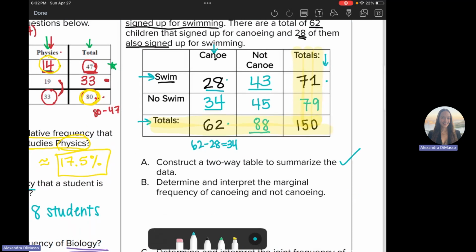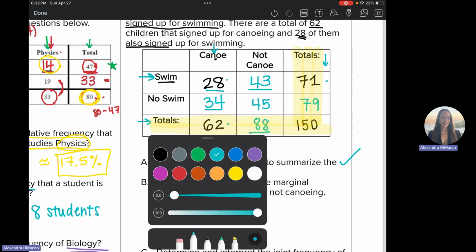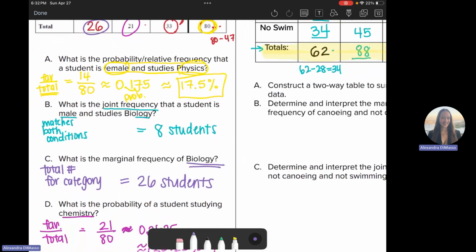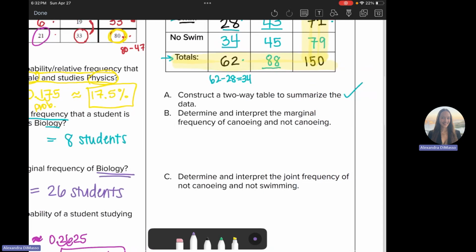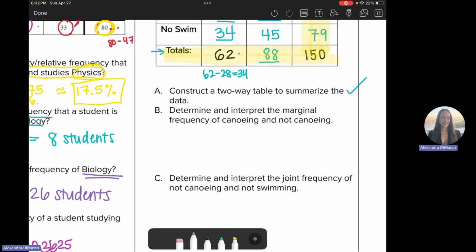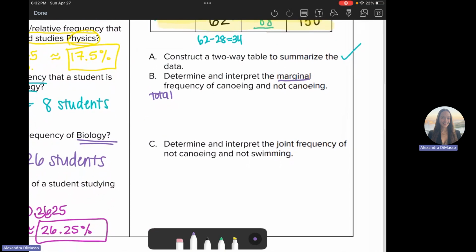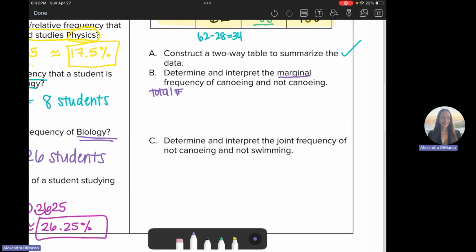Next part. Determine and interpret the marginal frequency of canoeing and not canoeing. So if we go back to what is marginal frequency, that means total number per category. Marginal frequency, think about it literally, it means in the margins, right? So that is your total number for that category.